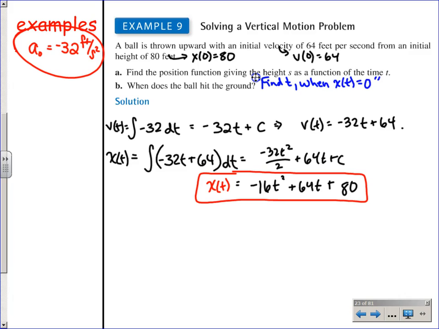How'd you guys do? Does that make sense? When, find t. When, find t. Is 0. Oh, sweet. So all we have to do down here is set homeboy equal to 0, right?